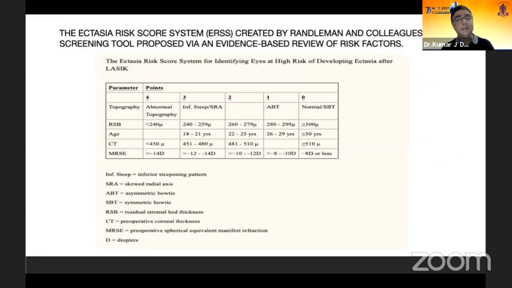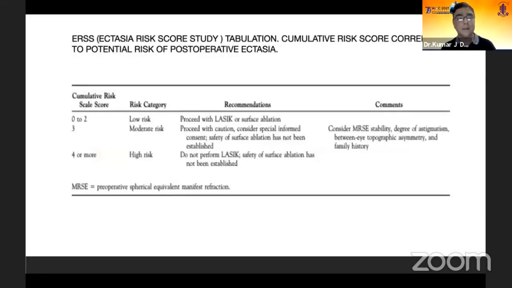Then we have the ectasia risk score system, by Randleman and his group. There are different ways of looking at it. You have to look at the residual stromal bed. We look at the age and the central corneal thickness, and there are points at 4, 3, 2, 1, 0. If the topography and everything is normal with the residual bed, nowadays we all keep the RST more than 300. I think this is the normal protocol followed by all of us. If we do overlook any of these risk factors, then there is a chance that patients will develop ectasia. If you are in a score between 0 and 2, there's a low risk, but if the score is 4, then there's a high risk that the patient will develop ectasia.